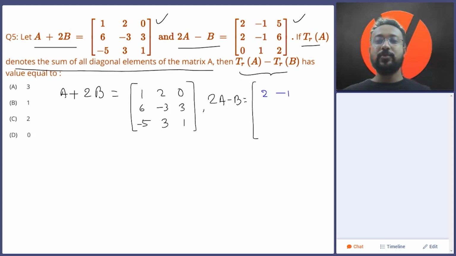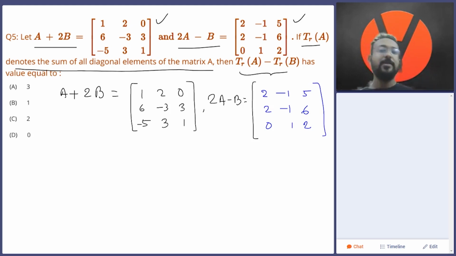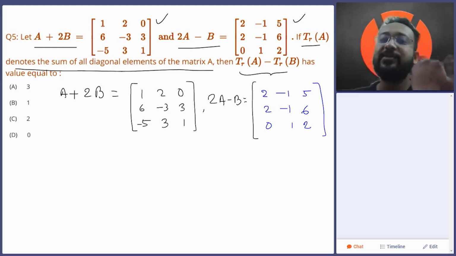That happens to be 2 minus 1, 5. Then 2 minus 1, 6. Then 0, 1, 2. So we have two equations. Okay, sir, got it. So from here, what we should do, just like we handled linear simultaneous equations, just like we handled this. So from here I can see 2A minus B, and I can see A plus 2B.